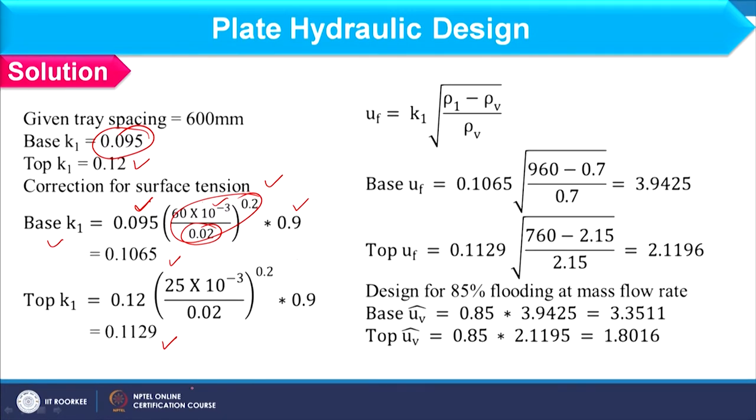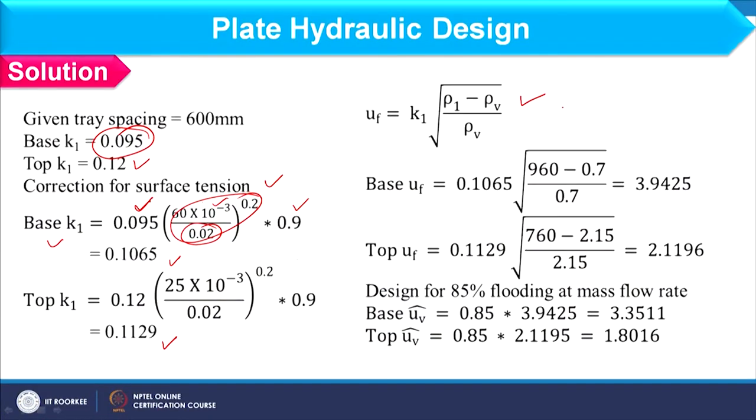And once I have the K1 value, we can obtain the flooding velocity at bottom as well as at top. So, this is the basic equation for the flooding velocity. At the bottom we can use corrected K1 and the properties at the bottom, and we can find the flooding velocity at the bottom as 3.9425, and similarly I can find the flooding velocity at the top, which is coming as 2.1196, okay. So, these are basically the flooding velocities.